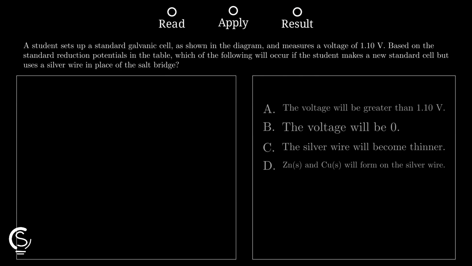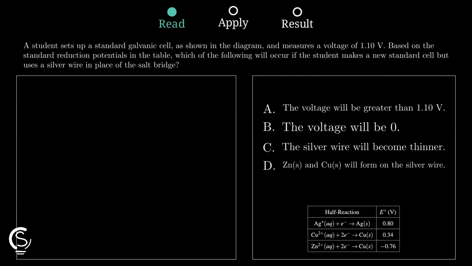A standard galvanic cell requires a complete circuit to function properly. This means we need a path for electrons to flow and a way for ions to move between solutions. The salt bridge allows ions to migrate, which balances the charge as the reaction proceeds. Without this ion flow, the electrical circuit is broken and the chemical reaction will stop.